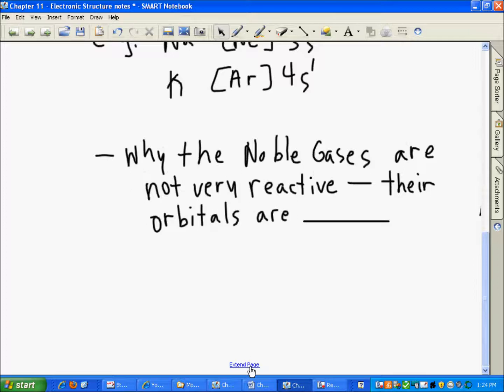It also explains why the noble gases aren't very reactive, and they're not very reactive because their orbitals are full. And having full orbitals seems to be very stable for the atoms. Once they've got full orbitals, they don't like to change. So they don't want to lose any electrons and then have some partly unfilled orbitals, and they don't want to gain any more electrons. They're happy just the way they are. So that's why the noble gases don't like to react.